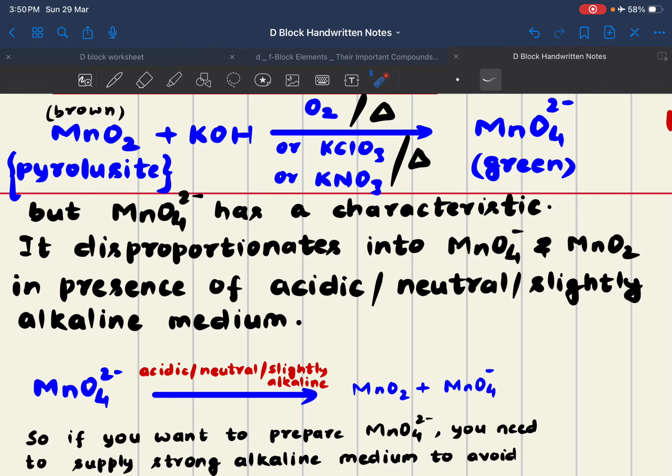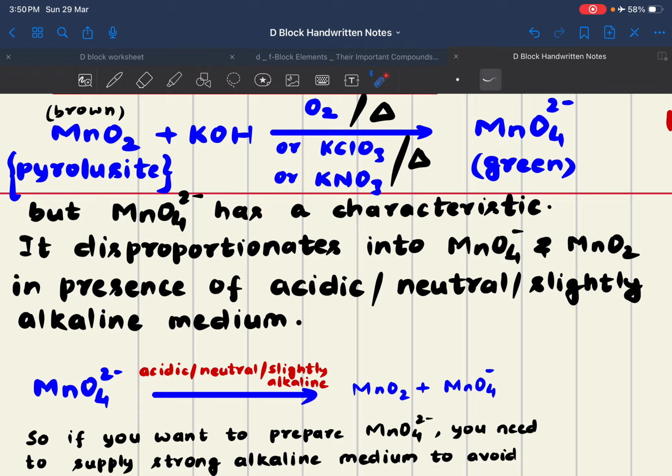You have to provide a strong alkaline medium so that the disproportionation should not take place. To avoid disproportionation and to make sure that the manganate ion is stable, you need to provide a strong basic or alkaline medium. Otherwise, it will disproportionate. Then, what is the use of preparing MnO4 2 minus? The manganate ion will disproportionate and it will not be stable.